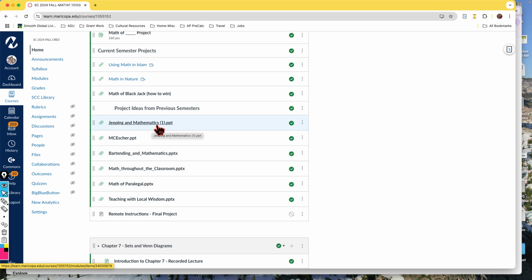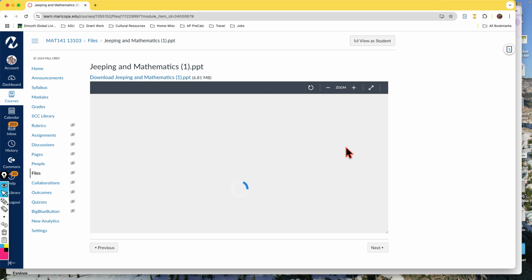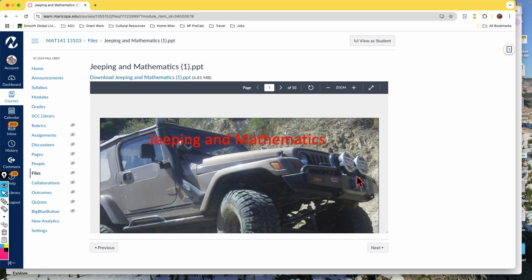This one I really particularly like because I used to have a Jeep Wrangler myself. This student did a presentation on the mathematics of jeeping, and once it loads up, here we are.